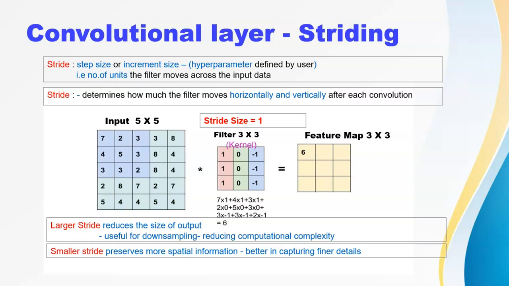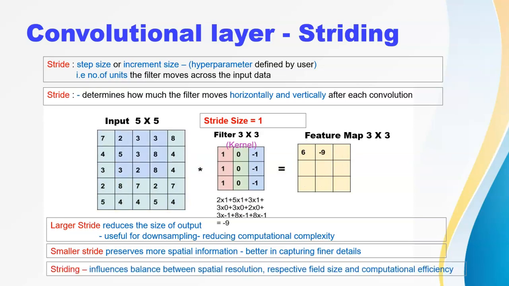The stride size in combination with the filter size and the input size affects the dimensions of the output feature map. Thus, striding is an important aspect of CNN architecture, influencing the balance between the spatial resolution, receptive field size, and the computational efficiency. Next, let us move on to the pooling layer.